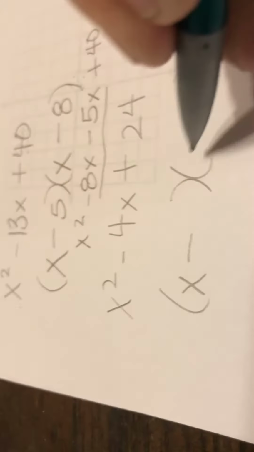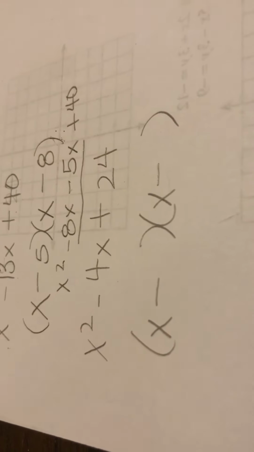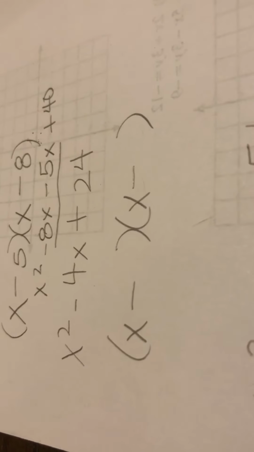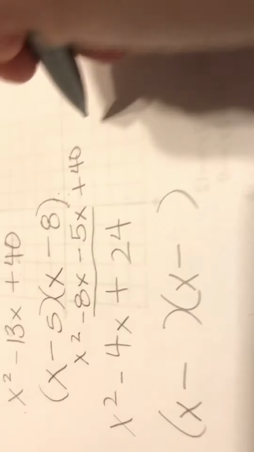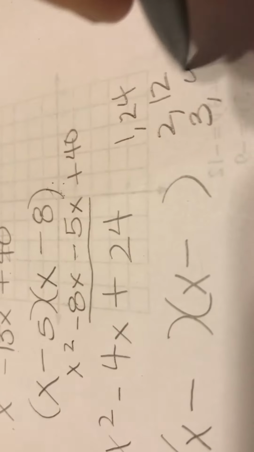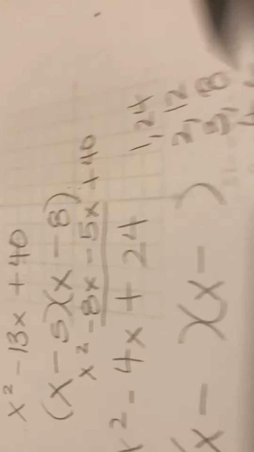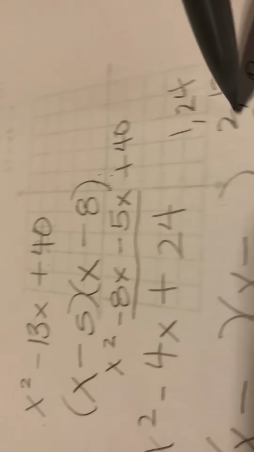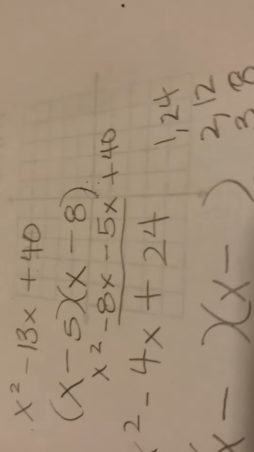And we have another one that looks like that. Once again, it's a negative B and a positive C. So it should set up like this. Negative, negative. I'm going to split that x. And then I need two factors of 24 that add together to give me 4. So 1 and 24, no. 2 and 12, no. 3 and 8, no. And 4 and 6, no. Because 25, 14, 11, 10, none of them would add up to give me 4.